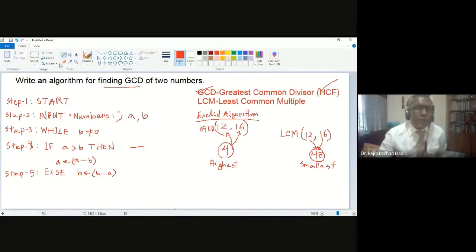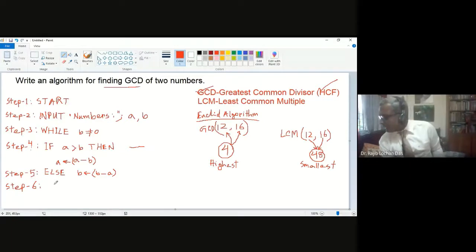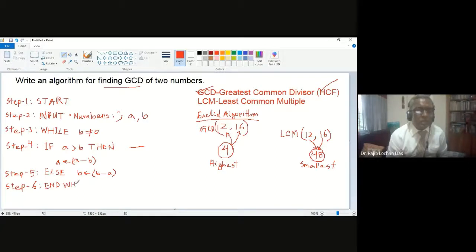That is, we will go back to B equal to 0 or not equal to 0, that looping structure. So you can now write end while, or while end, or go to step number 3. Any type of calculation you can write. Okay, so let me write end while, or sometimes it is written like while end.